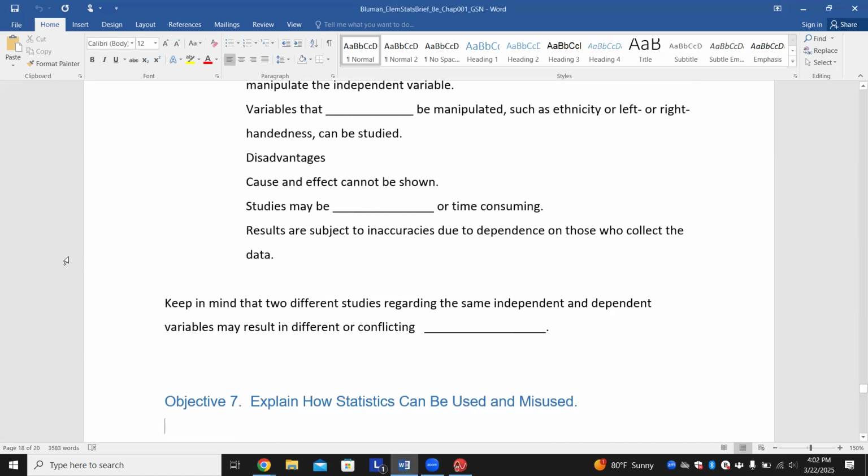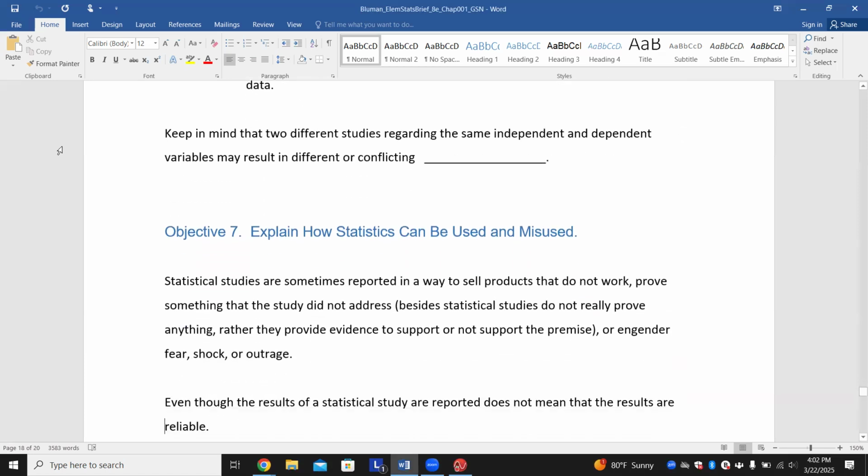Keep in mind, though, that two different studies regarding the same independent and dependent variables may result in different or conflicting results. This last one here is results. So I could study the same thing, one in a lab, one in nature, and get two different types of answers, where maybe I get vice versa. People with high competitiveness might have low blood pressure, right? It all depends on the variables that are hard to manipulate.